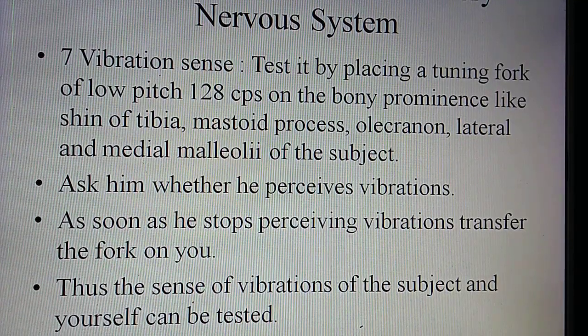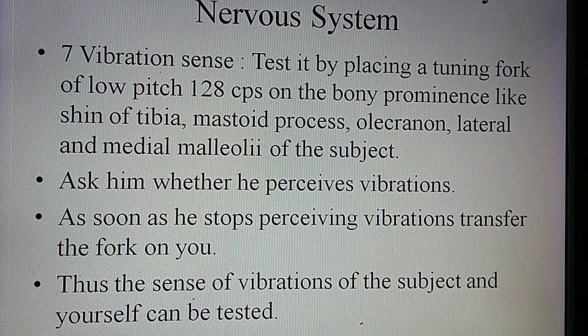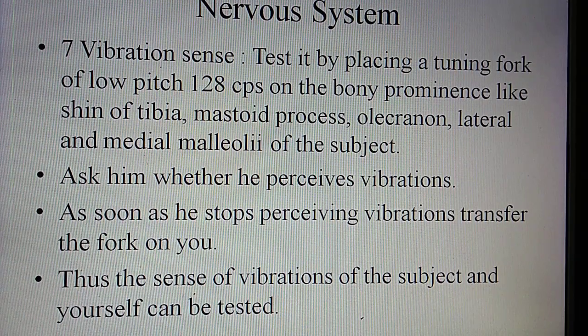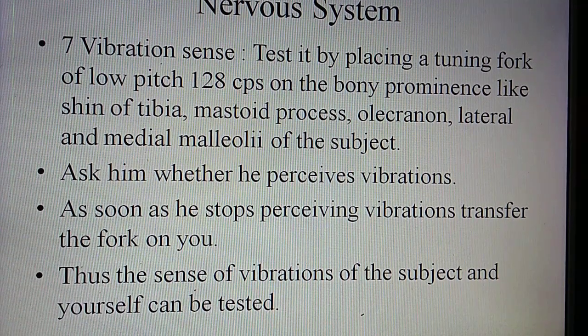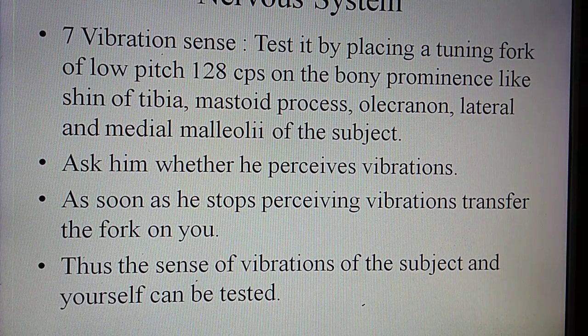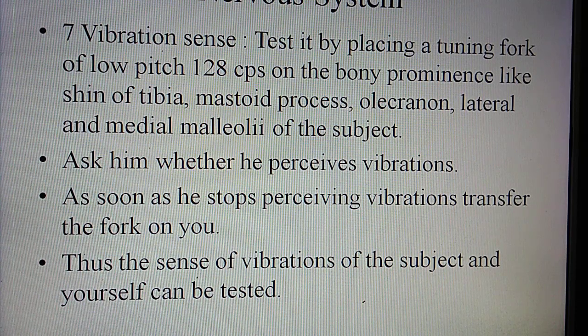Now we can check the vibration sense also. For this purpose, test it by placing a tuning fork. You are aware that the tuning fork is used for the sensation of hearing, whether the hearing, air conduction and bone conduction, comparison between air conduction and bone conduction. But this tuning fork can vibrate. So to check the vibration sense, you can use the tuning fork.